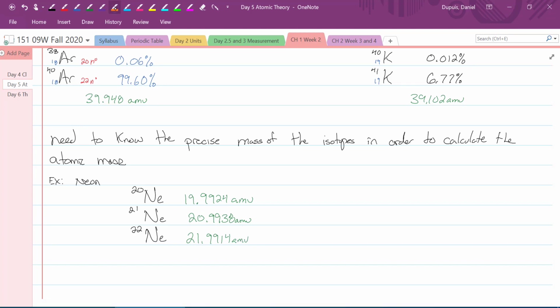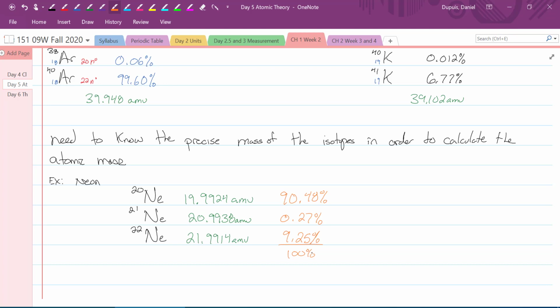We also need to know the percentages: 90.48%, 0.27%, and 9.25%. That's their abundances, which have to add up to 100%, right? We have 100% abundance. So what's the approximate mass? It's closer to 20, so around 20 is what we would expect. Now, we kind of know the answer. It's 20.18.